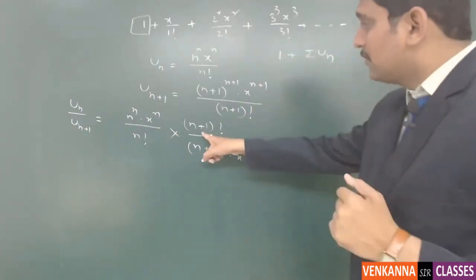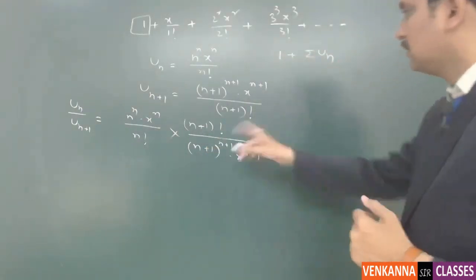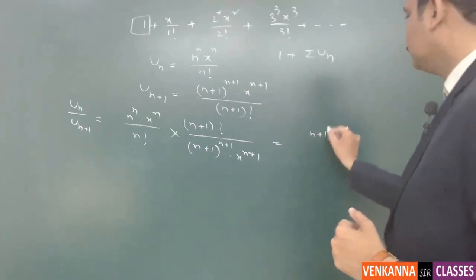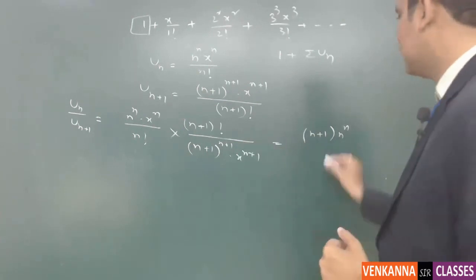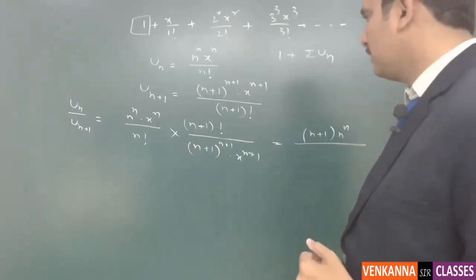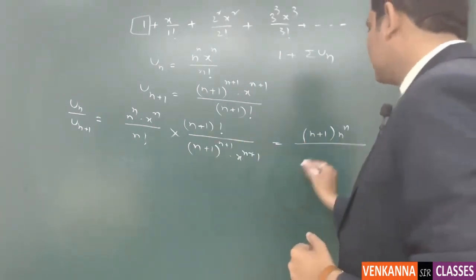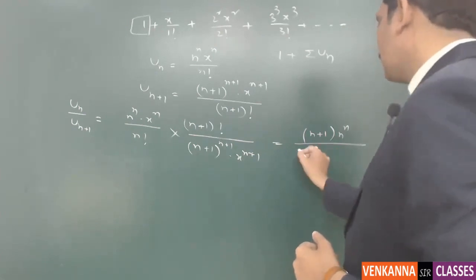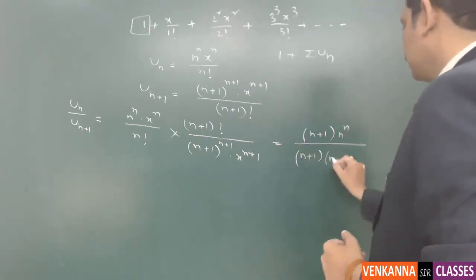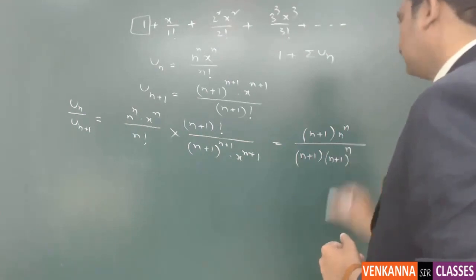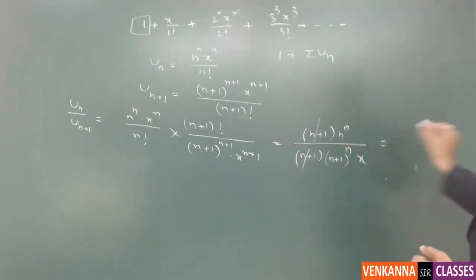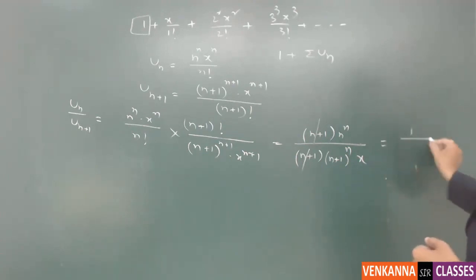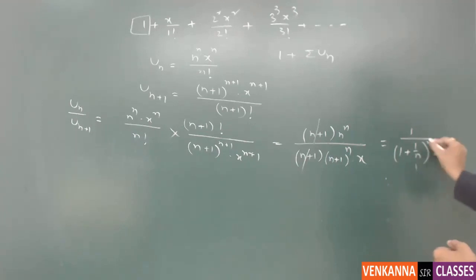So this value can be written as (n plus 1) into n factorial. So here you have n plus 1, that is n power n, x power n gets cancelled here, divided by, this will be written as (n plus 1) into (n plus 1) whole power n into x. Again, n plus 1 gets cancelled. This is equal to 1 by (1 plus 1 by n) whole power n into x.